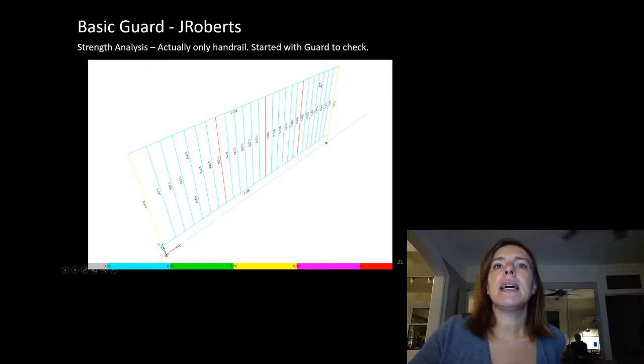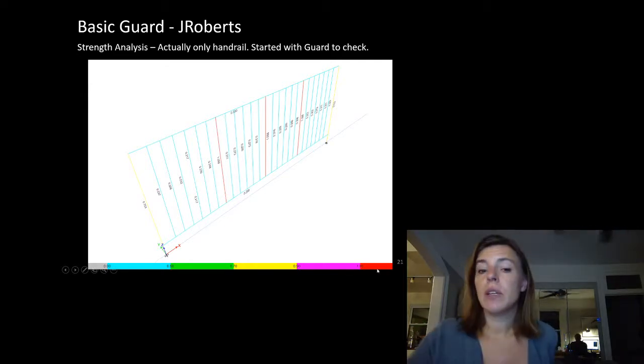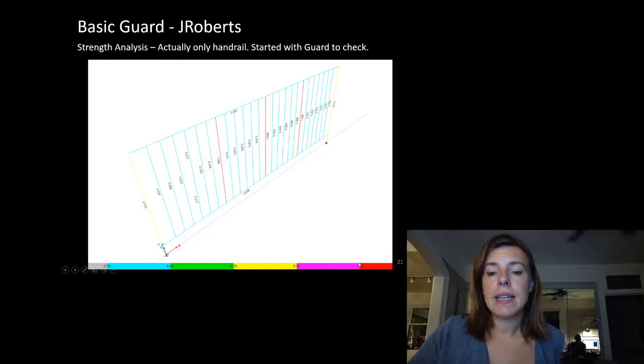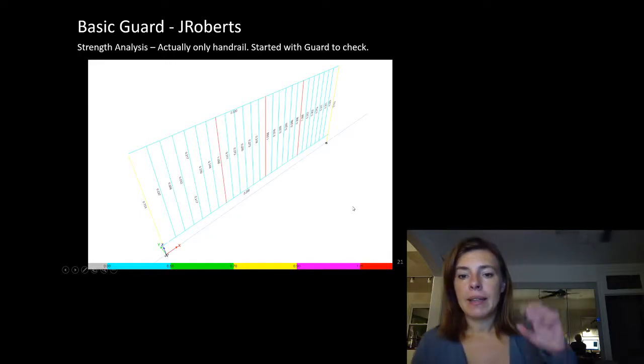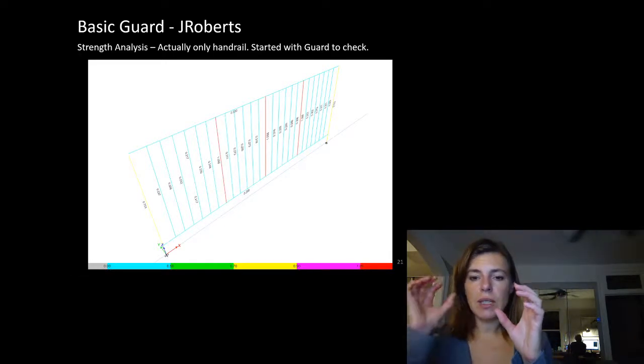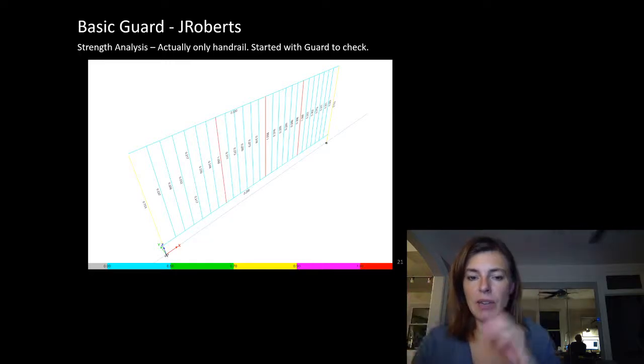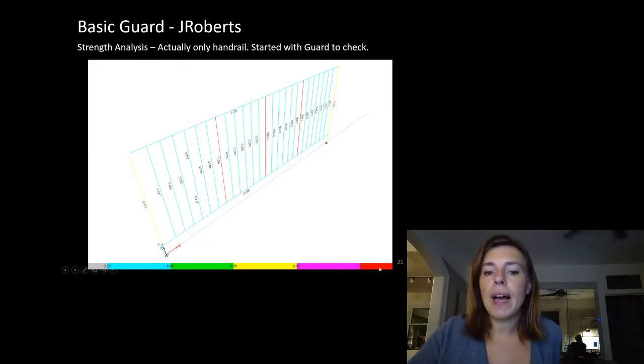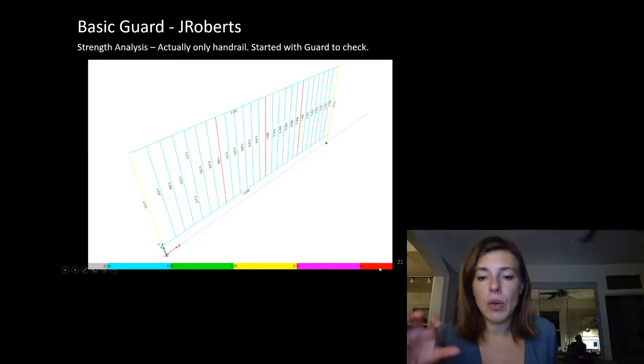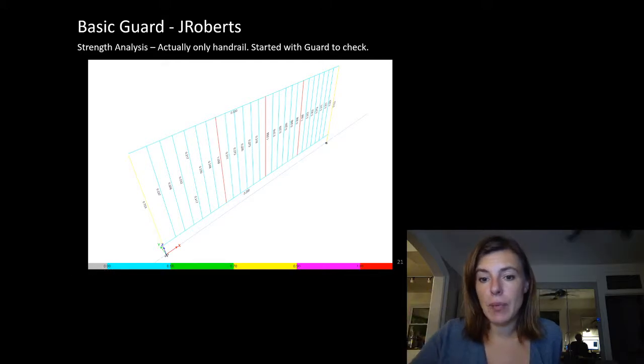Here is the analysis for all of these load cases. You can see there's a color spectrum at the bottom that tells us our utilization. 100% means my factored load is equivalent to my reduced capacity load. Anything over that and my factored load is higher than my reduced capacity load, which is what we normally don't want.